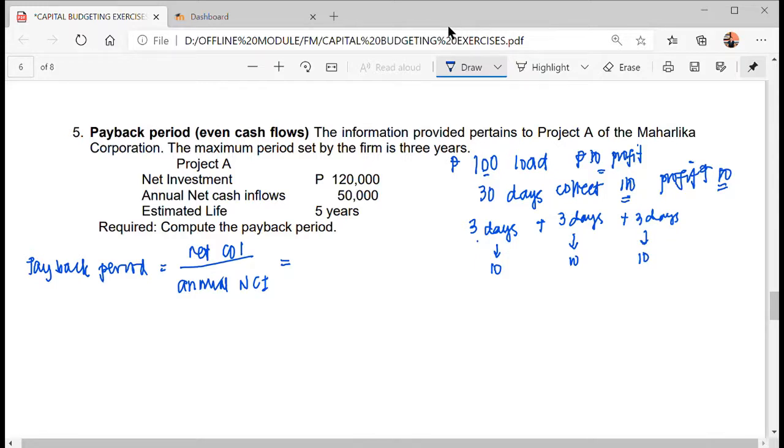So in one month, how many times can you earn a profit? 30 days divided by 3 days, so 10 times you earn 10 pesos. 10 pesos times 10 times, so you will get 100 profit within one month. Right? So that is why it is better if we recover our capital right away.